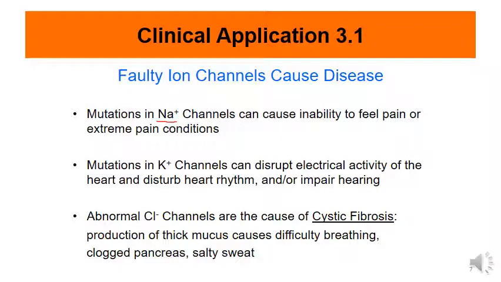So if these channels don't work properly, it can lead to these conditions. You do not need to memorize this slide, but this is just examples of what can go wrong if these channels don't work properly.